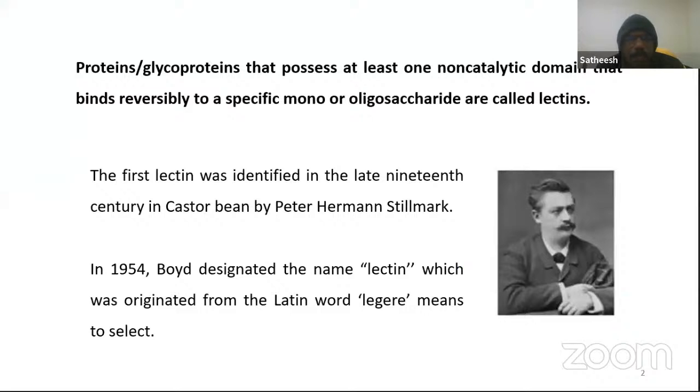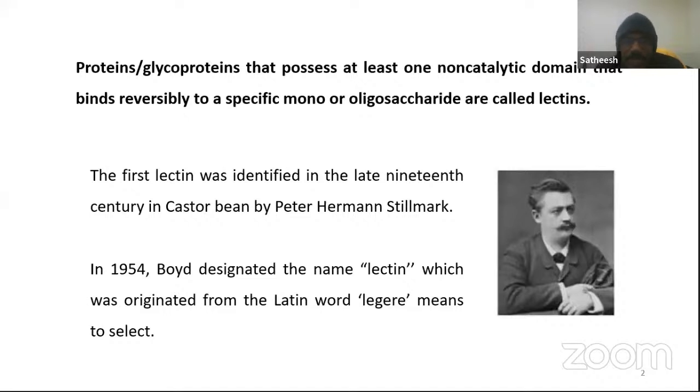So lectins are proteins or glycoproteins that possess at least one non-catalytic domain that binds reversibly to a specific mono or oligosaccharide. So the lectins are those molecules. They can be either a glycoprotein or a protein, but they do have a very specific or reversible binding ability to a sugar moiety. So those proteins are called lectins.